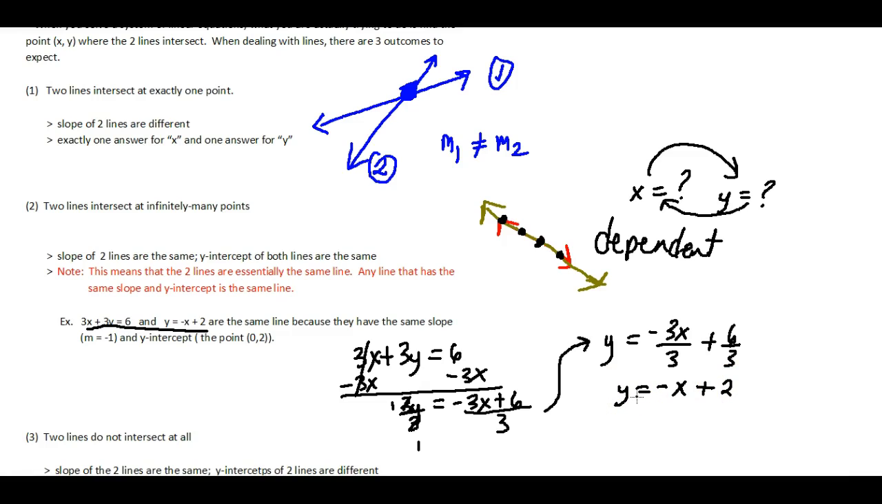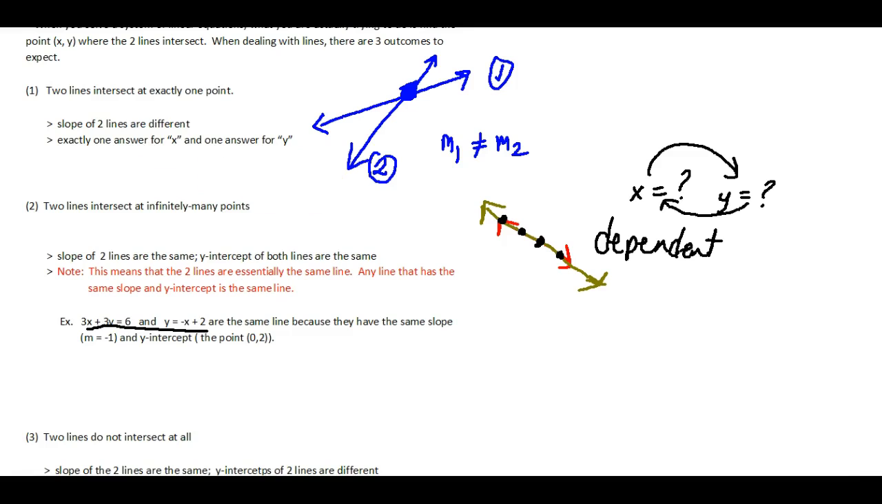Another thing I want to mention is that we could also get to y equals negative x plus 2 quicker by using what we know about the standard form of an equation of a line, as far as what its slope and its y-intercept are. You see I have removed the previous work so that I could rework this and show you it in another way. So we're going to start off again with 3x plus 3y equals 6.